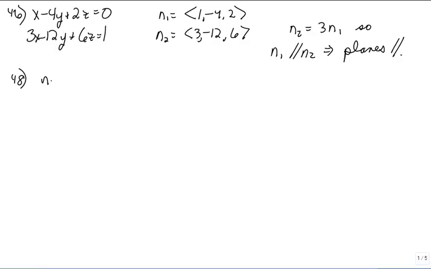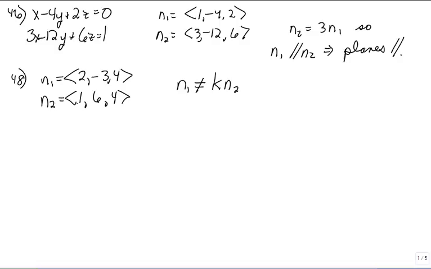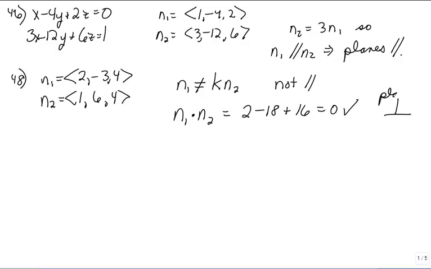Okay, the normal vector for plane 1 is this, and for plane 2, it's this. If you look at the problem, N1 is not a scalar multiple of N2. You'd have to multiply N2 by 2 to get at least the x's to be right. So they're not parallel. If they're perpendicular, then their dot product should be 0. So let's dot these two. And that is 0. So the planes are orthogonal since their normal vectors are orthogonal.